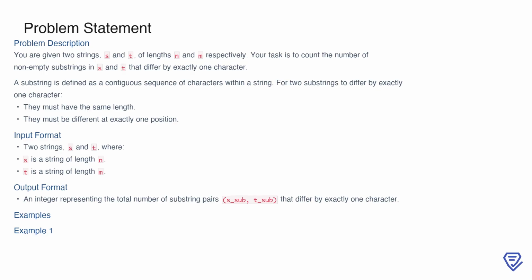To begin, we are given two strings s and t, with lengths n and m respectively, as input. The constraints ensure that both strings consist of lowercase English letters, and we need to ensure our solution is efficient given the potential number of substring comparisons.